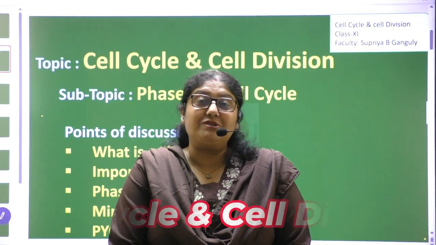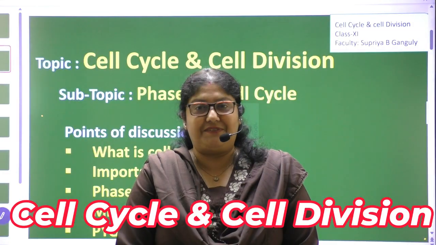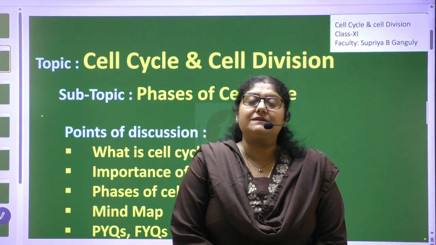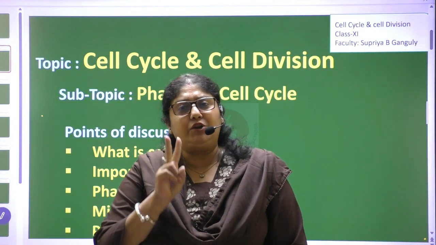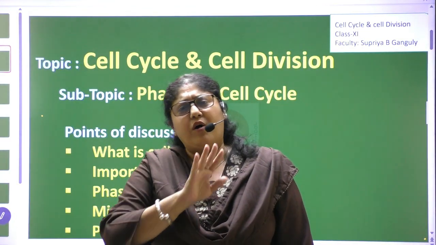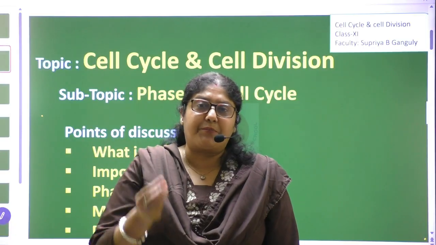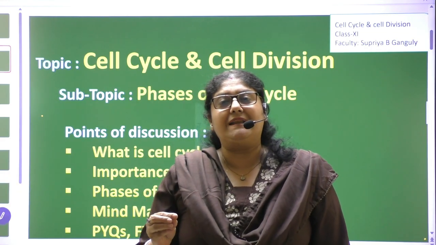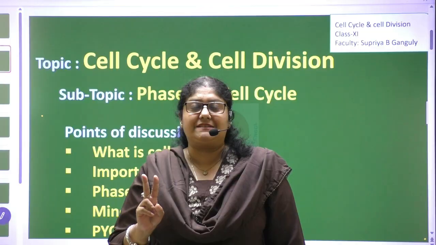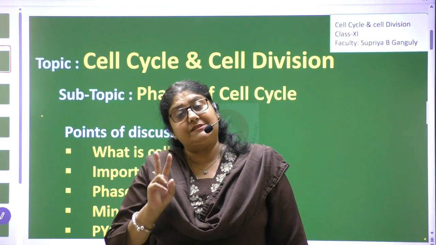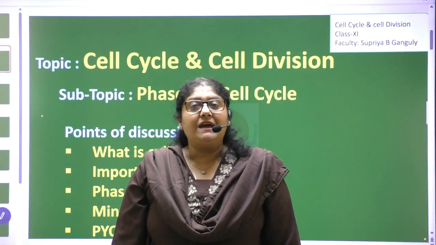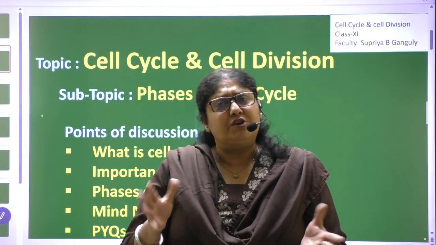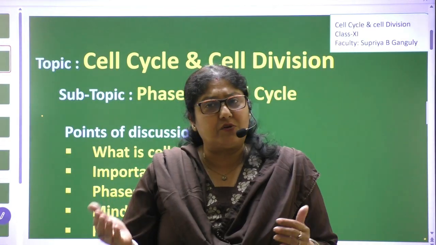Students, today we are going to learn about a very important topic of class 11, which is cell cycle and cell division. Students, we all know that growth and reproduction are two very important processes of all living organisms. Starting from a prokaryote till the highest and the most evolved eukaryotes, all living organisms show these two very important characteristics, that is growth and reproduction. So likewise, you can imagine that since cells are the building blocks of all living organisms, cells also show these two processes, that is growth and reproduction.